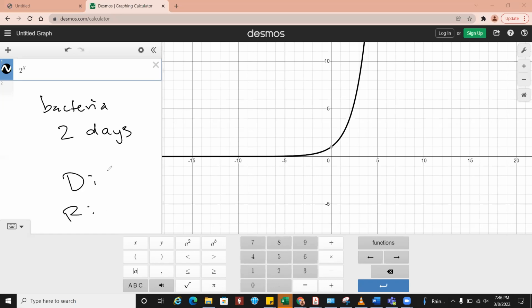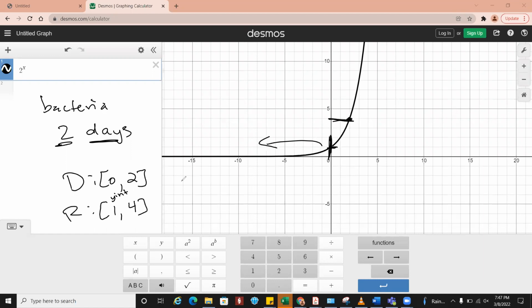The domain is going to be from 0 days, because we can't have negative days when we're dealing with bacteria growth, to 2 days, because that's what my problem tells me. My range is going to start at 1, because I have to start with whatever my y-intercept is, to my highest y value. When x is 2, our y value was 4. So my highest y value is going to be 4.